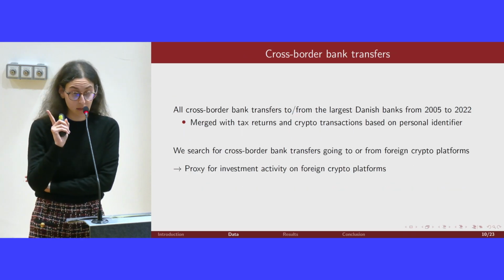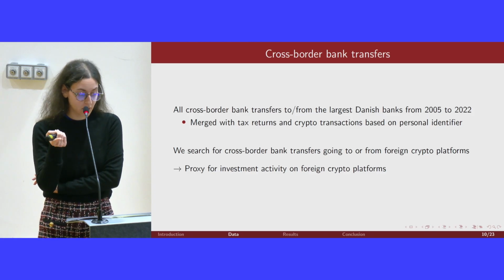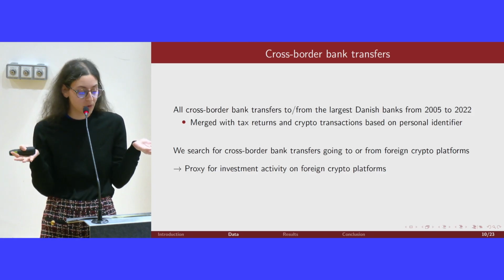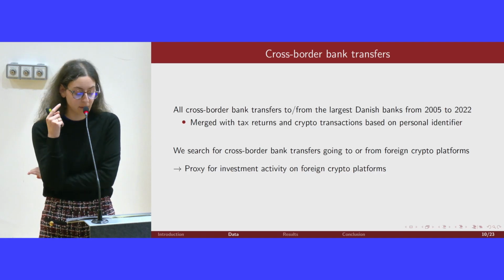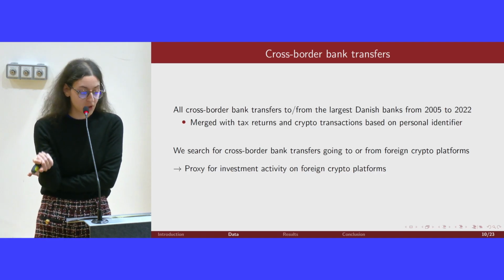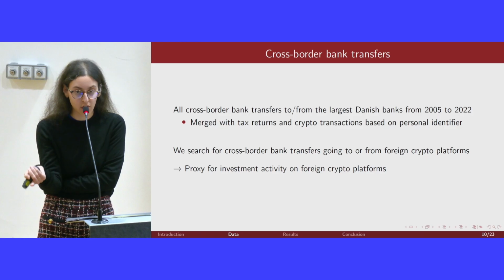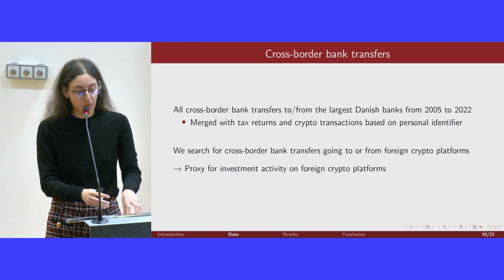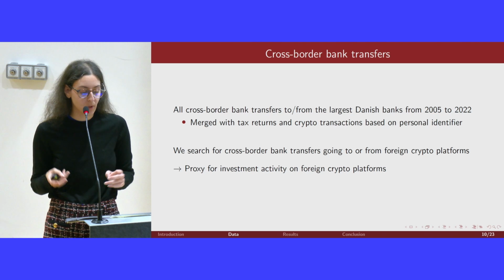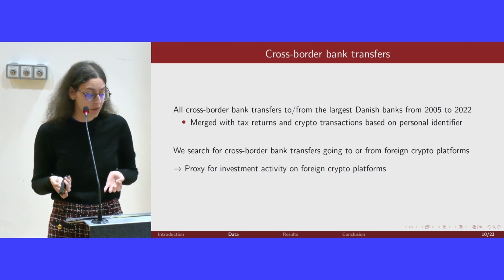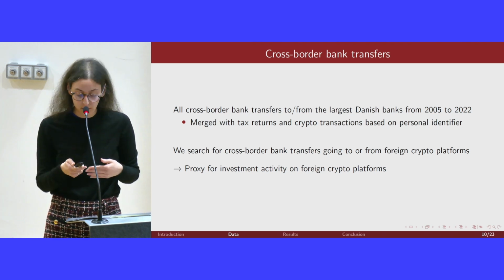And the second database that I mentioned is the cross-border bank transfers. We can observe the transfers from the largest Danish banks from 2015 to 2022. We can merge them with the tax returns and the crypto transactions. So now we can see the person, his domestic investments, his foreign investments in a way, and his tax records as well. So, three databases merged.